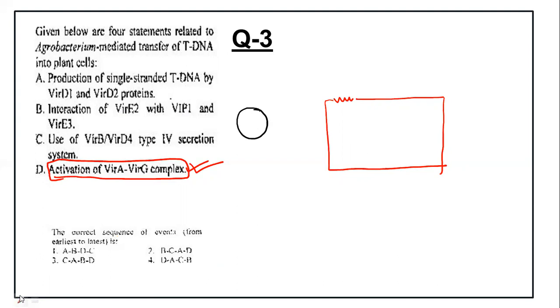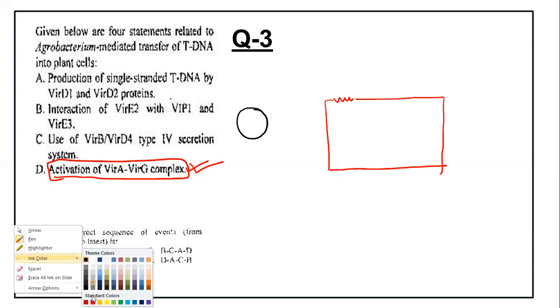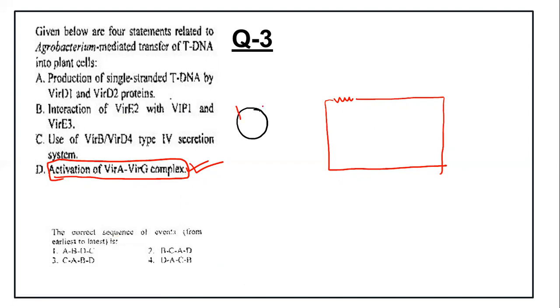Now these are the T-DNA border sequences, T-DNA borders, and these are the Vir region. Different types of Vir genes are there. Here in the bacterial cell, there is a receptor, which acts as VirA. These are the damaged plant cells.